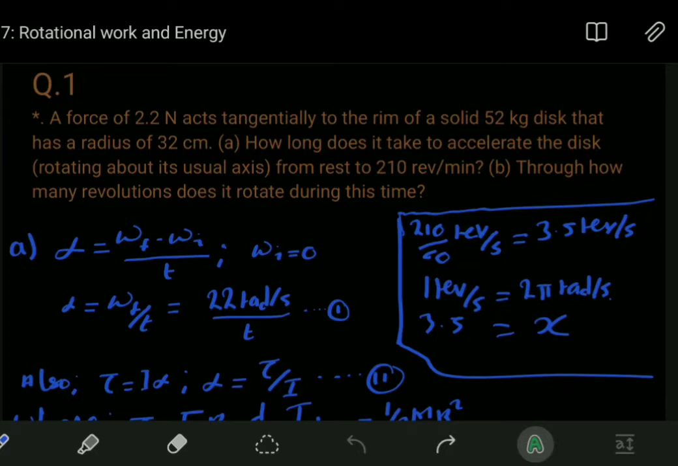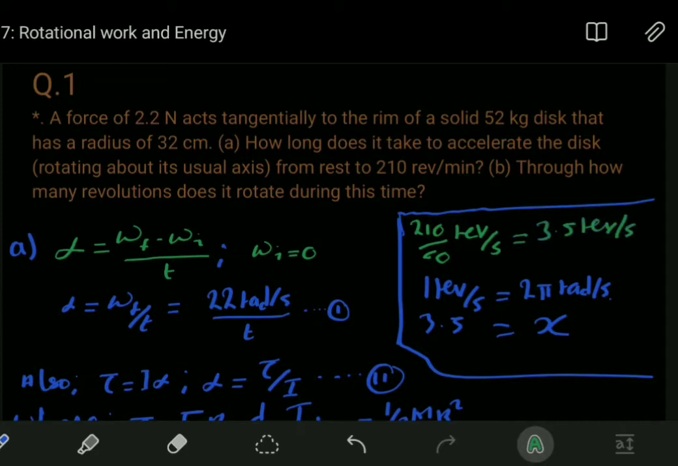Okay, so the initial angular speed here, we know it's 0. So our formula here, we have angular acceleration equals final minus initial over time, and we know that our initial angular speed is 0. So you know the final angular speed. If we convert that 210 revs per minute, we are having 210 over 60 seconds, giving us 3.5 revolutions per second.